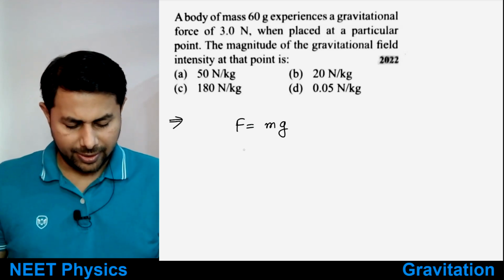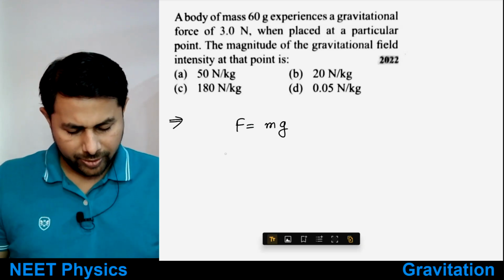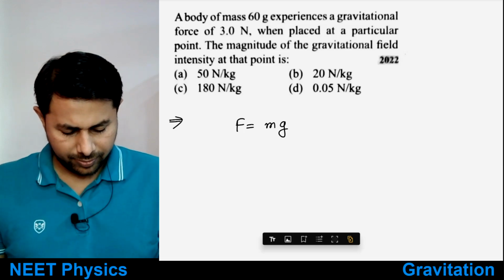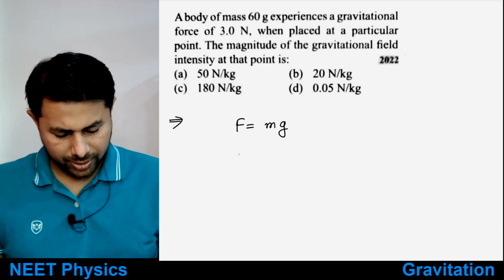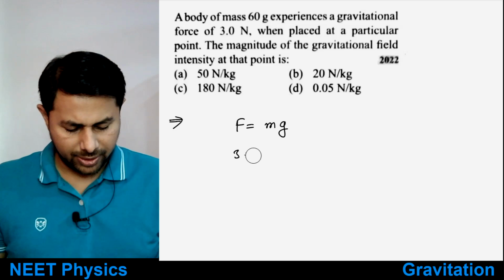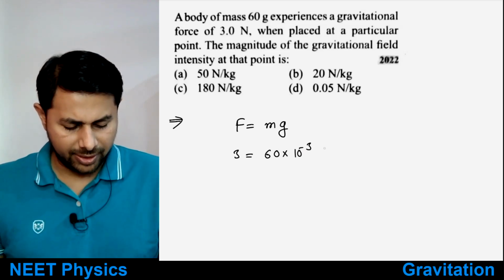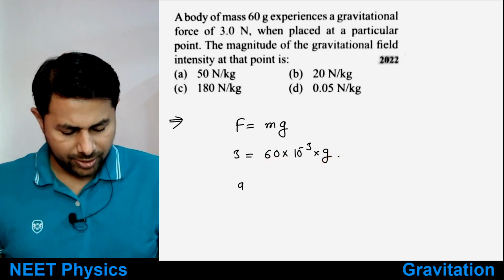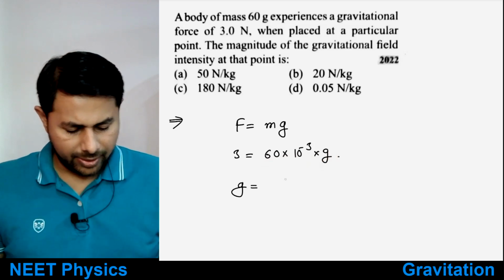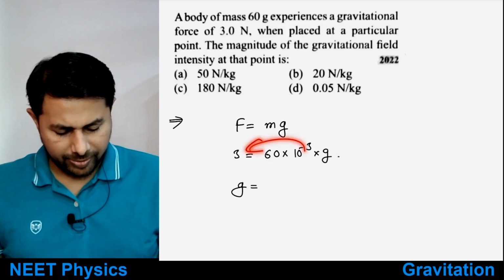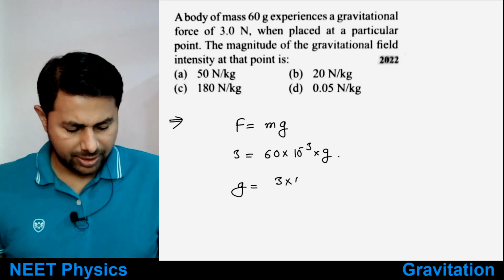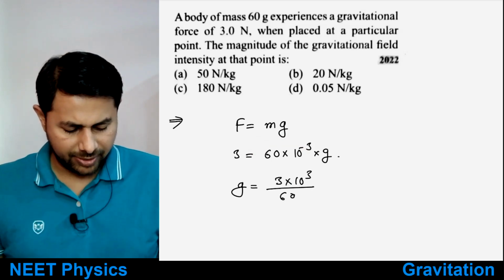Let's check. So force is what? 3 Newton. Okay, force is 3 Newton. So that force is equal to mass of the body is 60 grams. 60 multiplied by 10 raised to minus 3 multiplied by g. And we want g. So let's take these things on other side. So g is equal to this 10 raised to minus 3 will become 10 raised to plus 3. So 3 times 10 raised to 3 divided by 60.